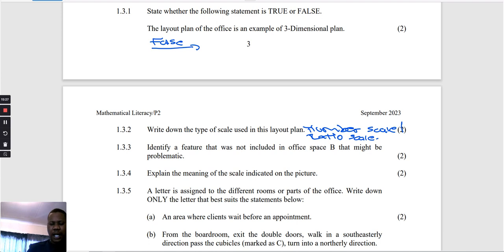I don't know why today my handwriting is bad. Today my handwriting is bad. I don't know what is happening today.